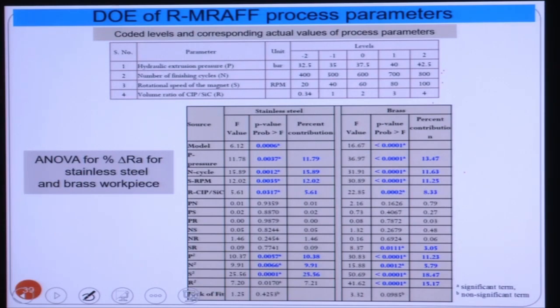By considering all these things, we have found that rotational speed of the magnet has the highest contribution, finishing cycles also have contribution, and pressure also has a high contribution. A square also has a contribution, 18.47%. So these are the significant parameters: pressure, cycle, and rotational speed of the magnet. Although the ratio of CIP by SiC is also significant, its contribution is less. So it is not that significant a parameter in this case.